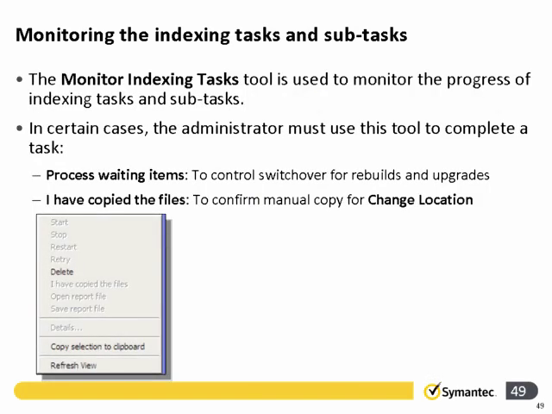When you do set up and run the indexing tasks, you may need to keep track of when or how they're progressing. And you also may need to actually go through and use this monitoring indexing task tool to nudge that task through to completion. And this can happen if you've got items that are sitting there with process waiting items, and this will control the switchover for your rebuilds and upgrades. And then you also need to go into the task if you're doing the change location task and let the change location task know that you've actually copied the physical index locations to the new location.